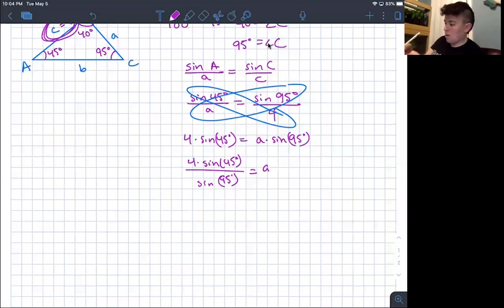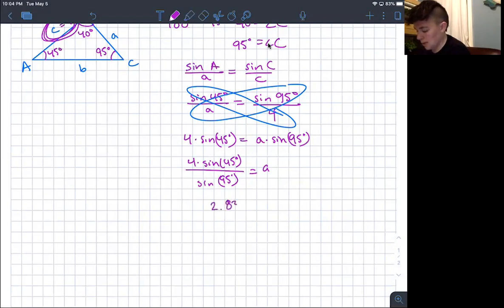So I'm going to say 4 times the sine of 45 equals, don't write that down because I don't want you to round it, divided by the sine of 95 degrees. This is the one that you can round. That's okay to round. So that's going to be 2.839 equals A. They did not give us units in the problem, so I'm okay just leaving it 2.839.